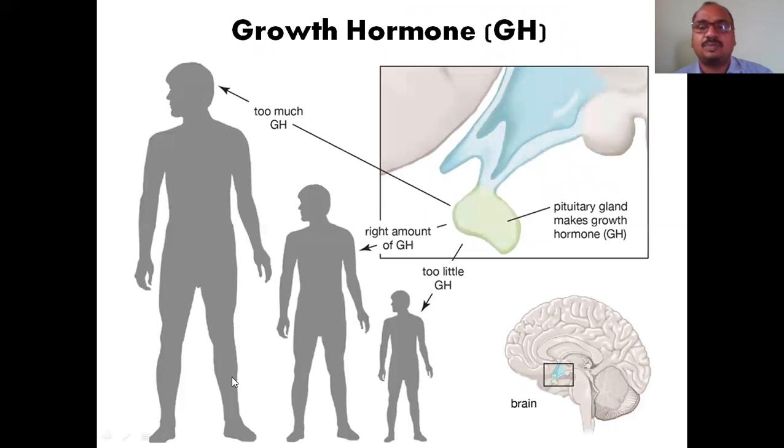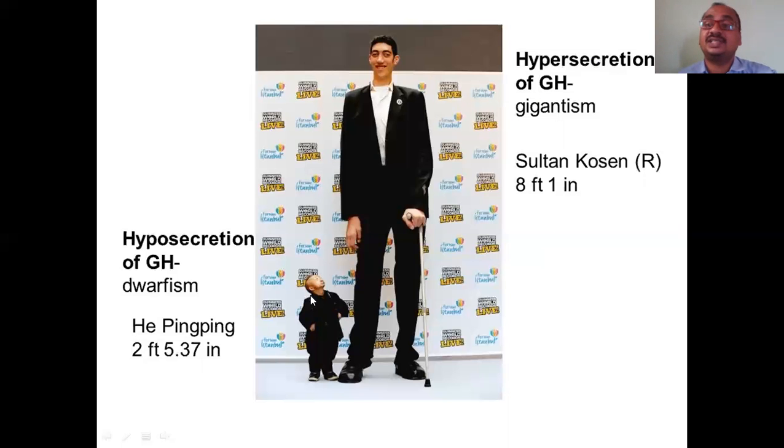First one is growth hormone. Growth hormone is very important for our growth. If there is too little secretion, you will be like this. If too much growth hormone is secreted, you will be like this. And if the right amount of growth hormone is released, you will be like that, six feet, perfect height. You can see the growth hormone magic.